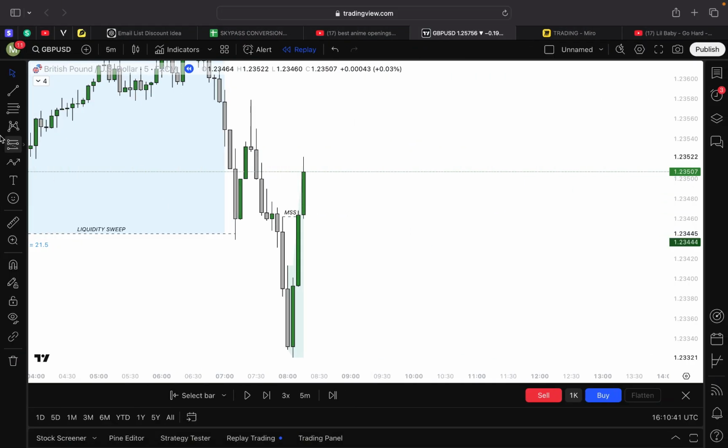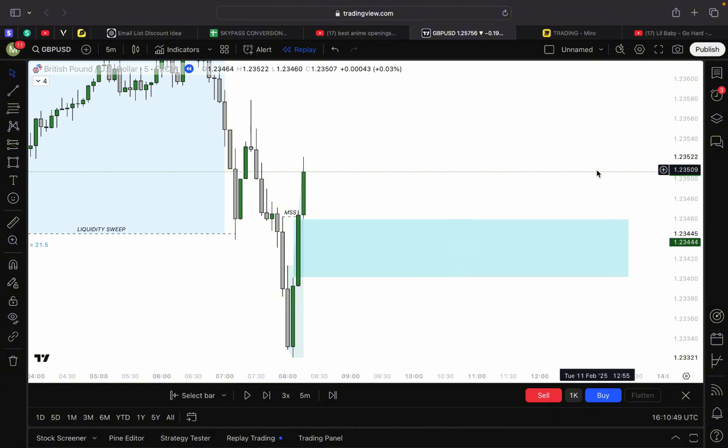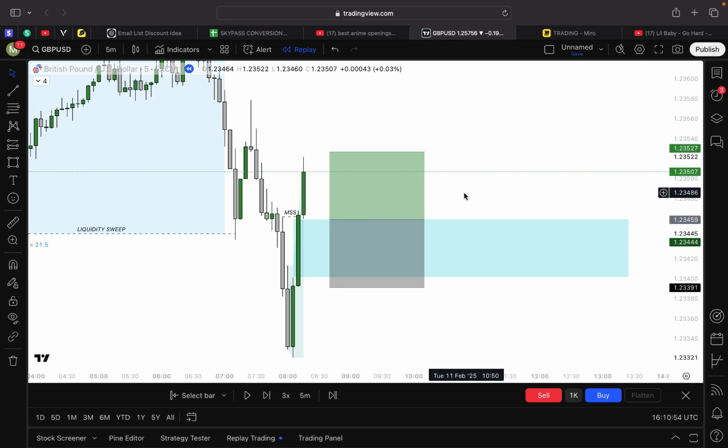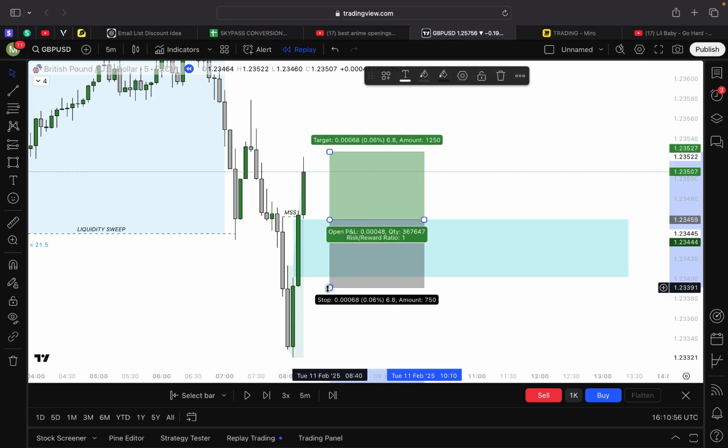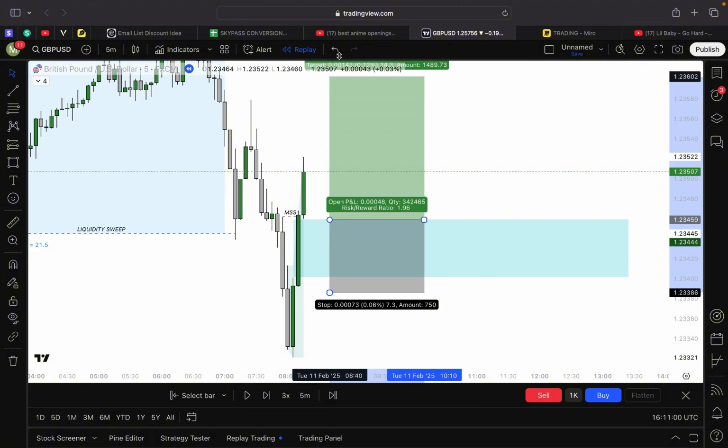But anyway, let me just mark out the fair value gap now. So it will be from here to here. And now, after we mark this out, all we've got to do is place our long position, okay? So we're going to long this from there and place our stop loss just below this candle of the FVG. Place our take profit at a 1 to 3 reward ratio, right?